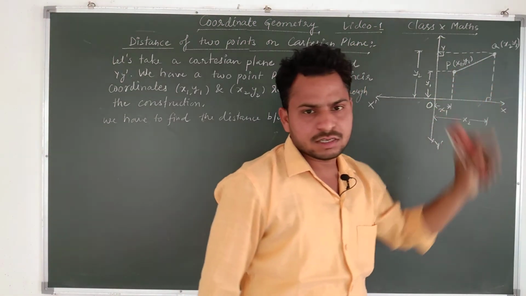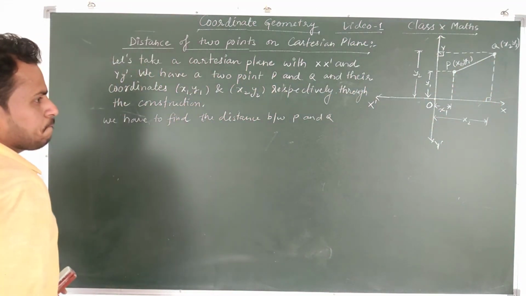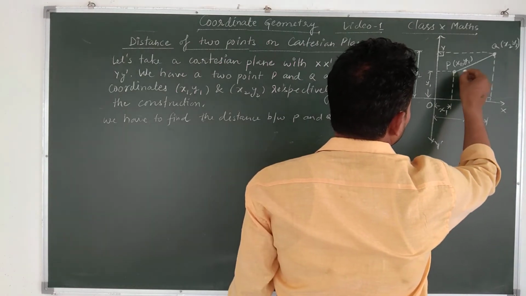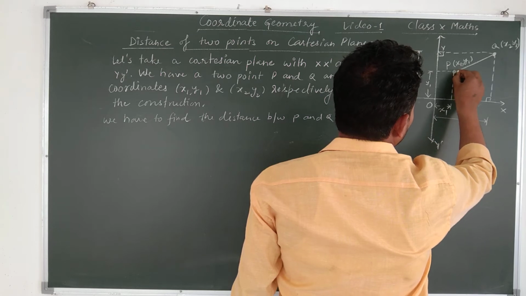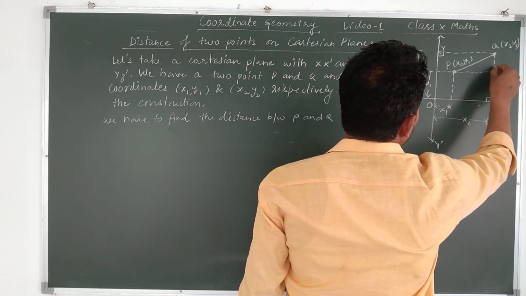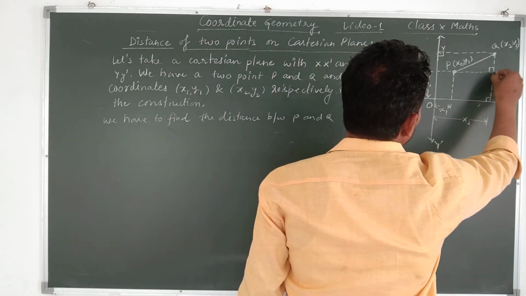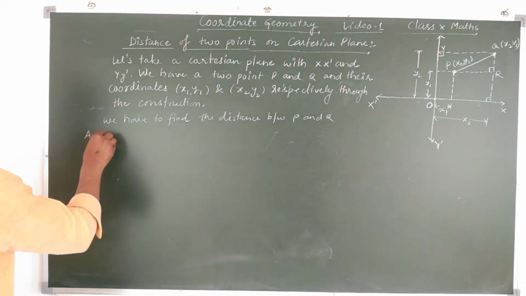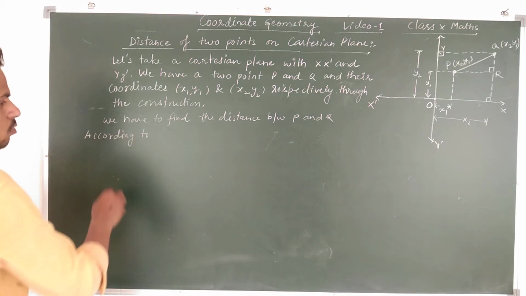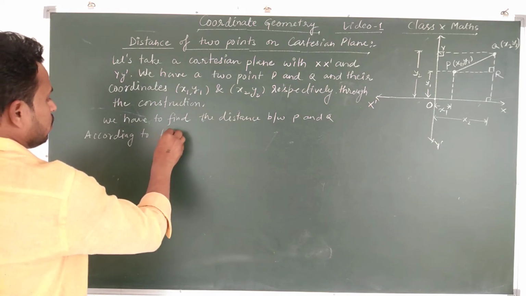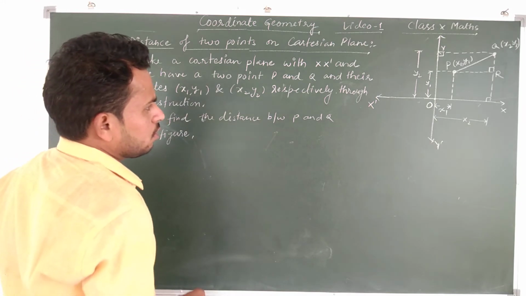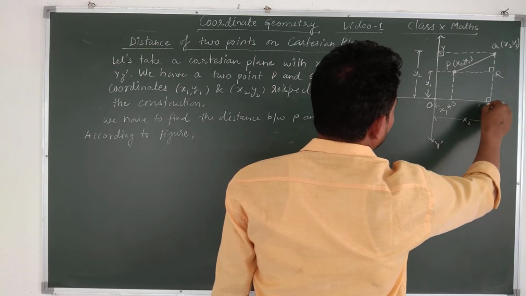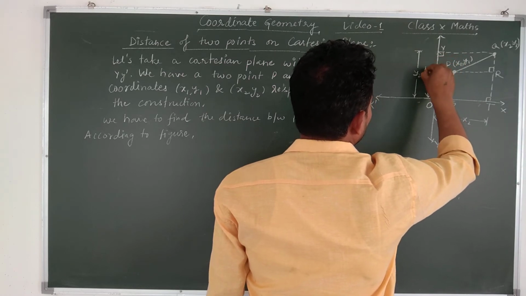So what is the distance between P and Q? We apply some construction here. Join P and Q, suppose this is the perpendicular, and suppose this is R. According to the figure, suppose PQR and this one ST, or this UV.